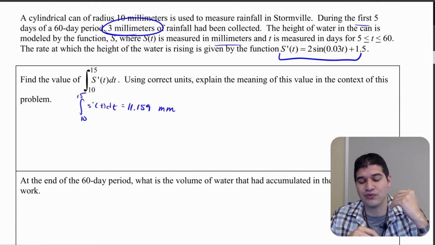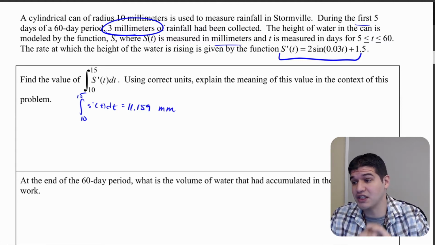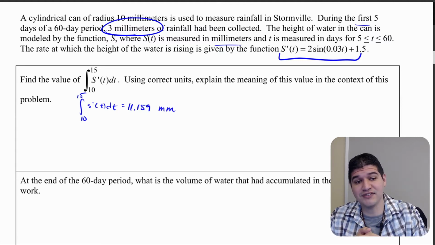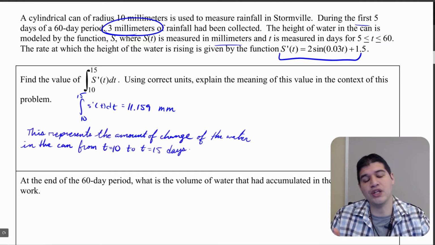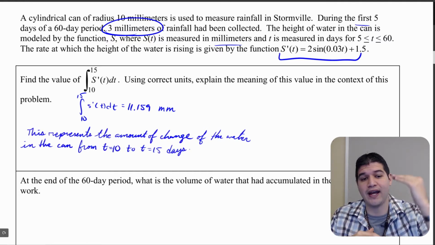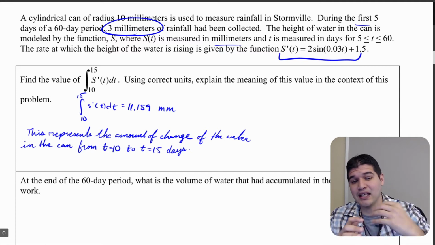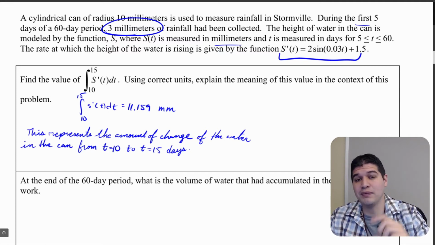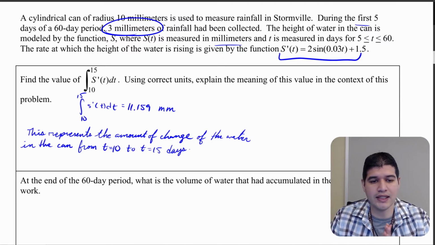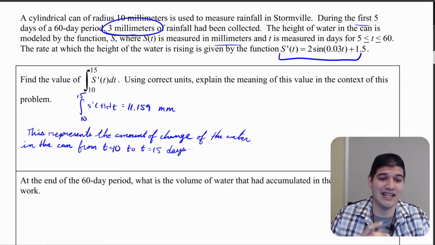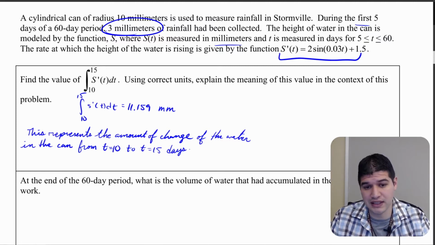Well, this is going to represent the amount of change of the water from 10 to 15 days. So if we knew an initial value at day 10, we would know that it is going to change by 11.159 millimeters in that can. And of course, you always want to point out that this is going to be measured in days, and we're going from 10 to 15 days.